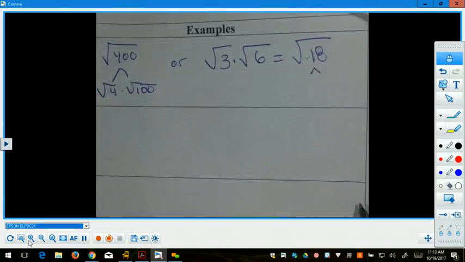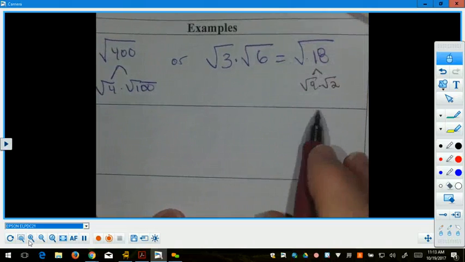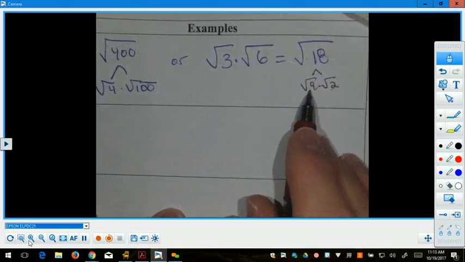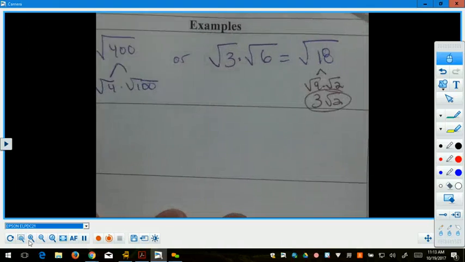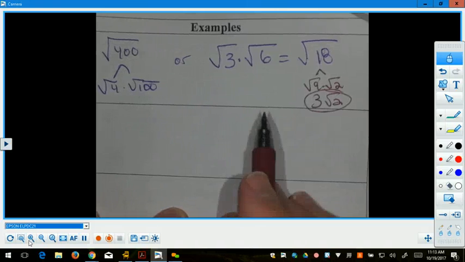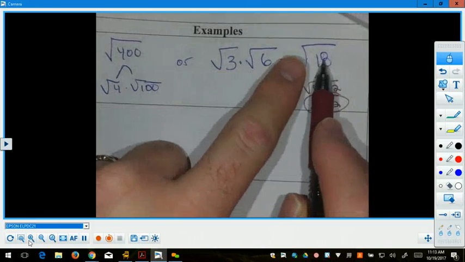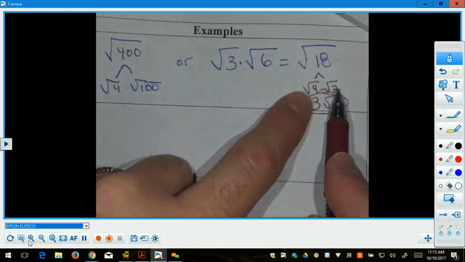What goes into 18 that's a perfect square? 9 is the perfect square, and then 2. No perfect square goes into 2, so I know I picked the highest perfect square. The square root of 9 is 3, so 3 square roots of 2 is my answer. The product rule works two ways. You can multiply them together to get something, and then you can use the product rule to break it down.